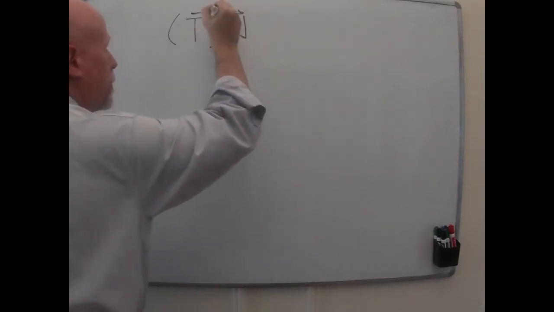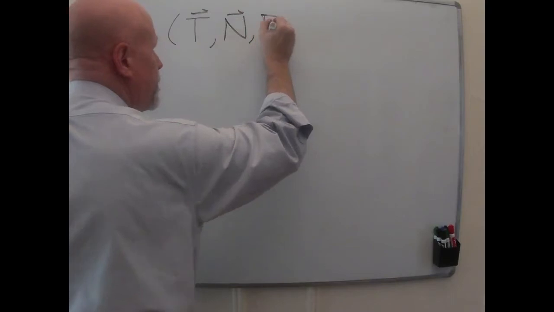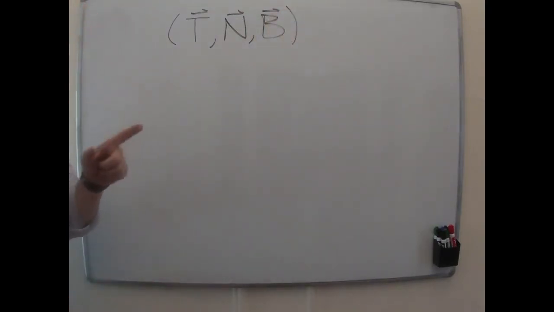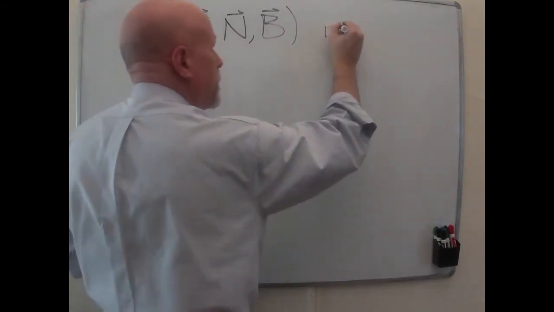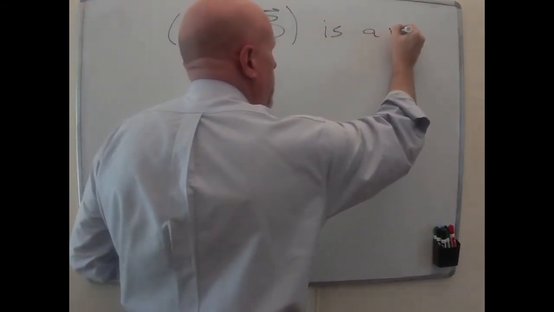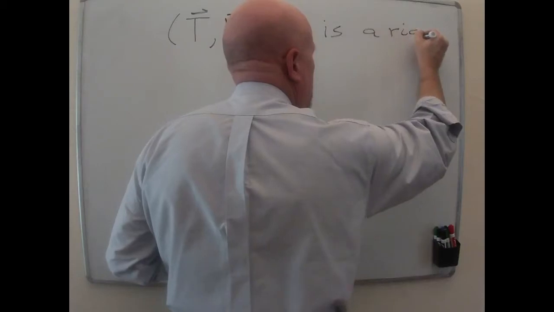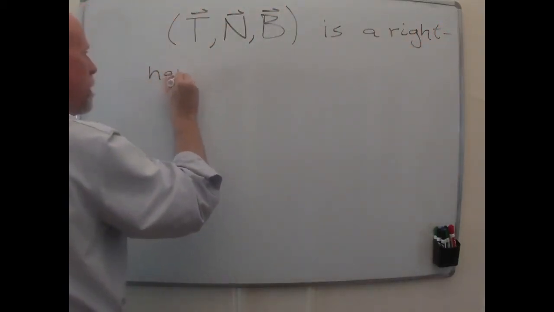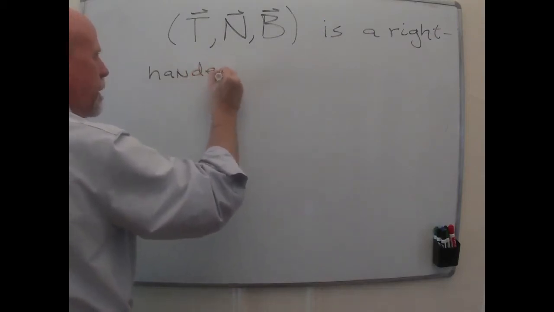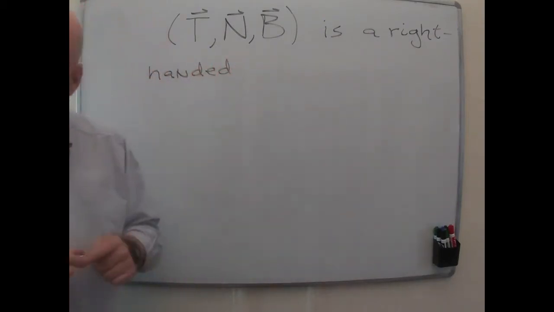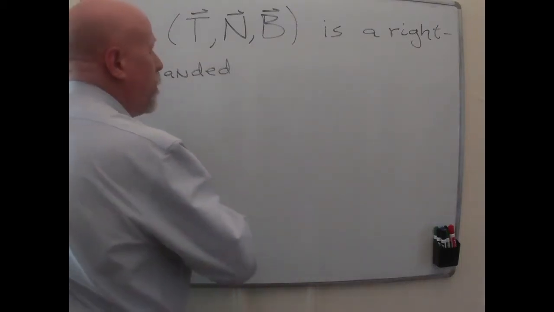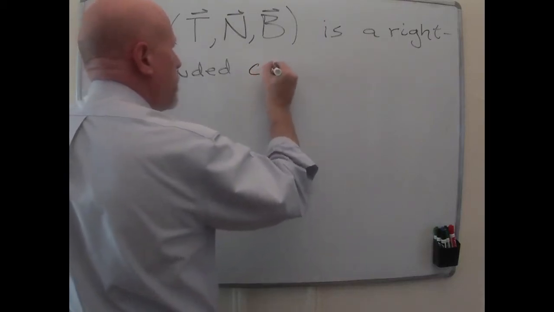I already mentioned it, but it doesn't hurt to repeat it a little bit. TNB is a right-handed coordinate system. And I just said coordinate system. Frame is really a synonym for system in that case. So a right-handed coordinate frame.